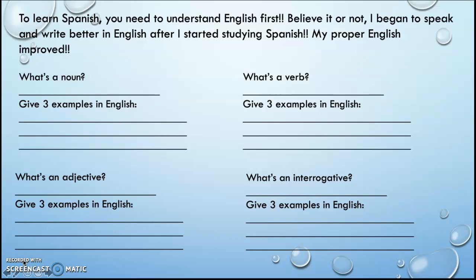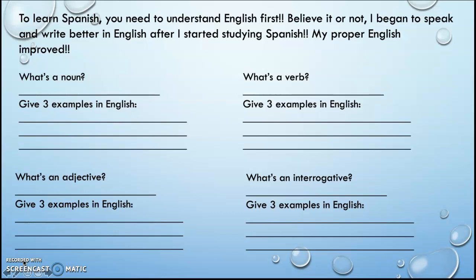An adjective describes a noun. So these are 3 examples in English would be large, which is grande, small, pequeño, and I'm sure you've heard this before in Spanish, bonita, which means pretty, right? These are 3 different types of adjectives.